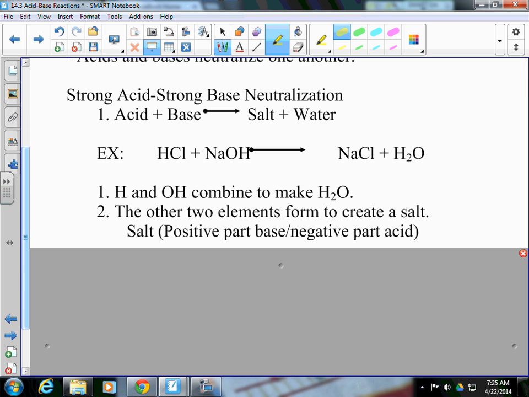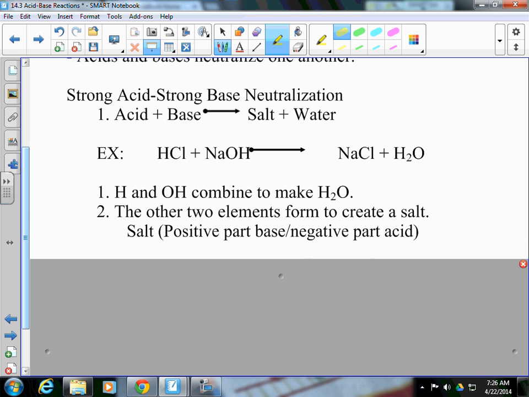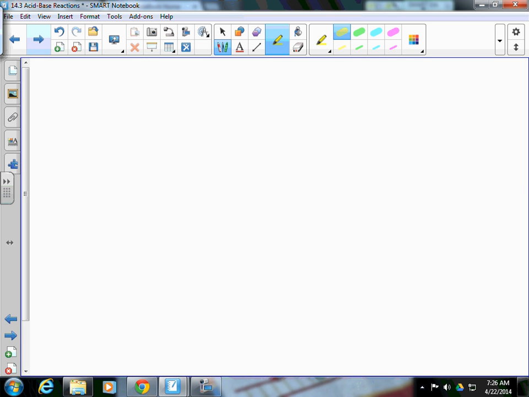Now, a salt, if you want to make it even simpler, forms with the positive part of a base and the negative part of an acid. So the positive part of a base and the negative part of an acid. So let's practice here real quick with an example.